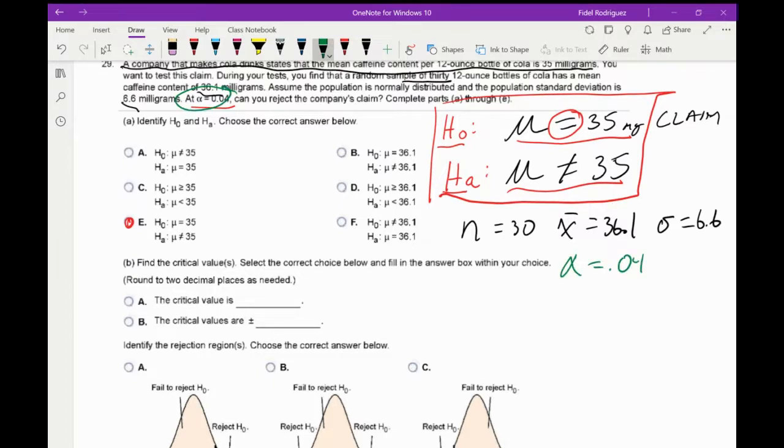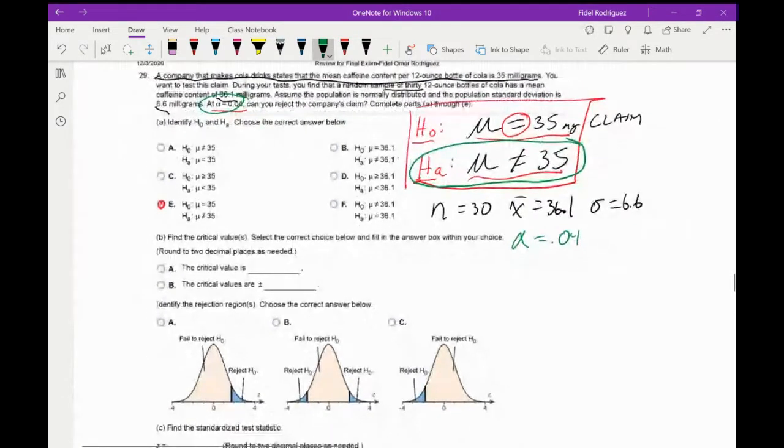Okay, so the next thing I need to figure out is whether this is a left tail, a right tail, or a two-tailed test. The way we determine that is the alternate hypothesis. Because it says it's not equal to, this is going to be a two-tailed test. So guys, I'm going to draw a picture. I'm going to draw my normal curve, and we're going to have our critical values.